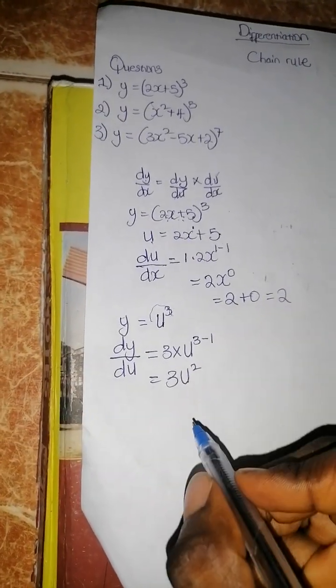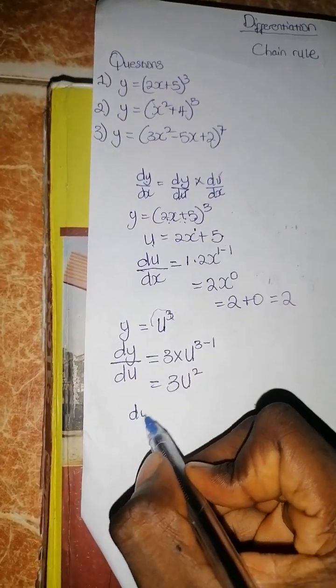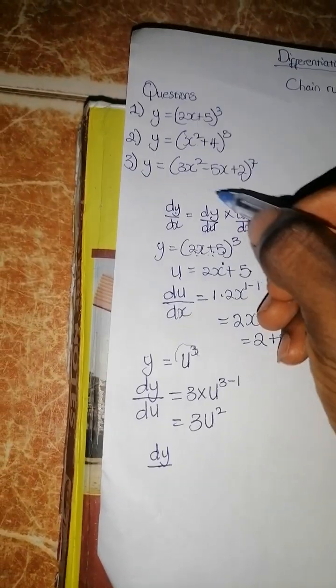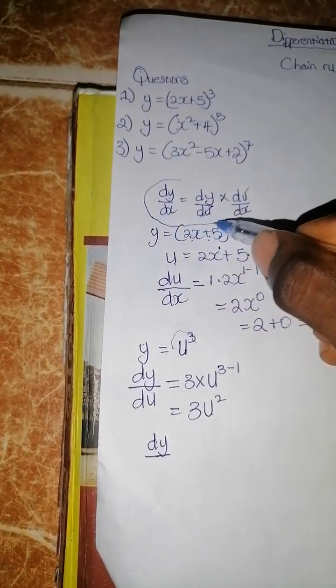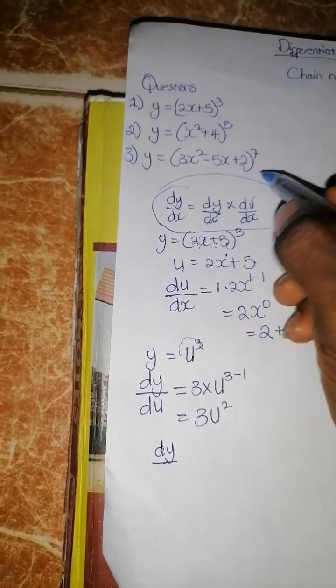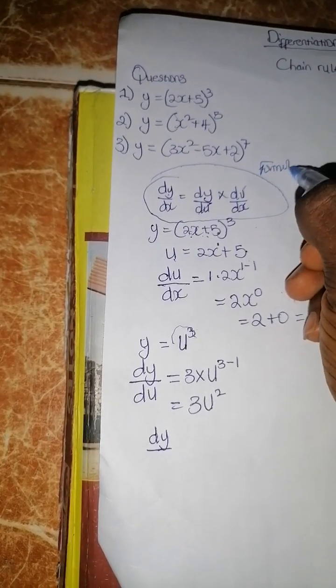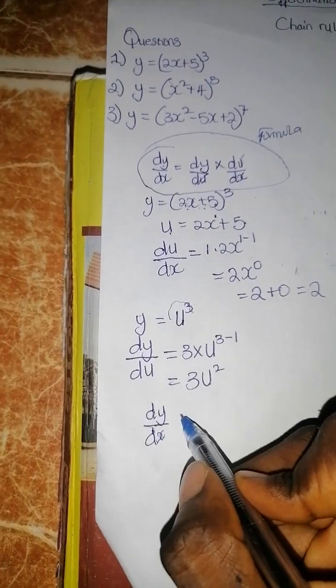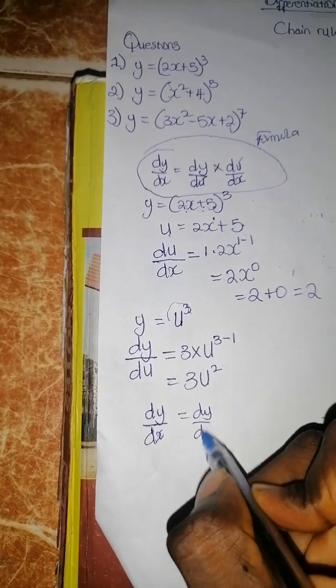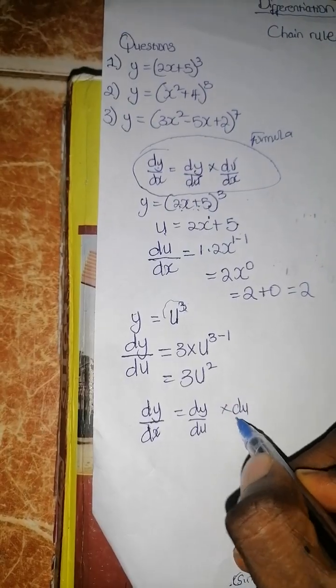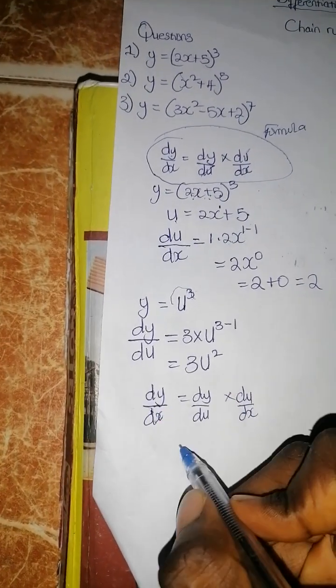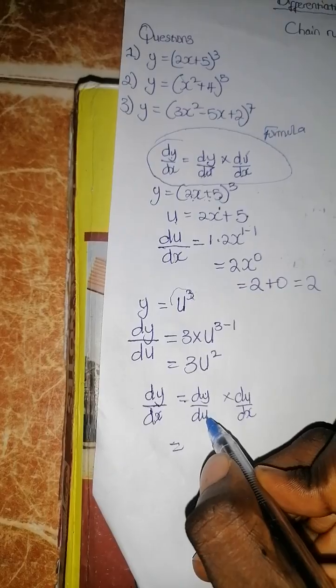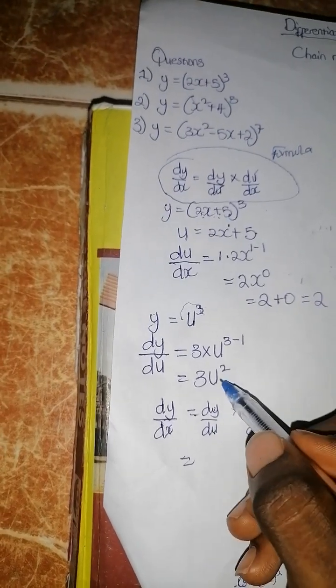Now, take a look. Remember again that your formula, which is up here, dy over dx equals dy over du times du over dx. We have that dy over dx equals dy over du. dy over du is what? 3u squared.